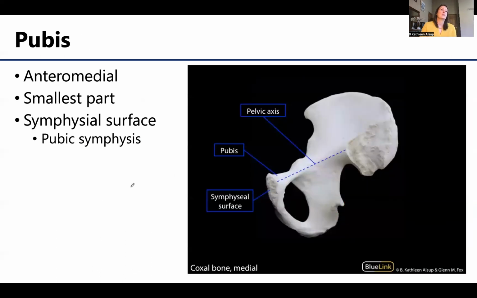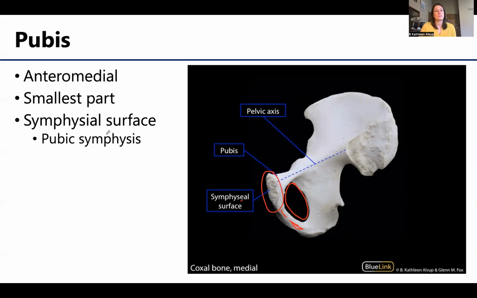And then last but not least, we have the pubis. Often you hear this referred to as the pubic bone. This is located anterior-medially. It is the smallest component of the hip bone. And you see you have that ramus here that's forming kind of that inferior boundary of that obturator foramen. But also here you have this kind of interesting area referred to as the symphysial surface.